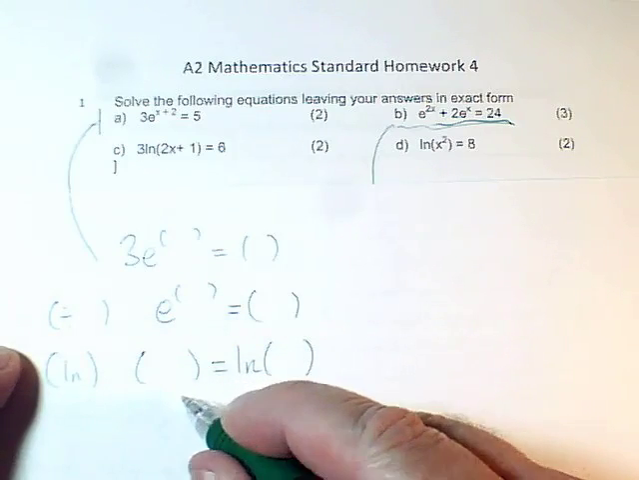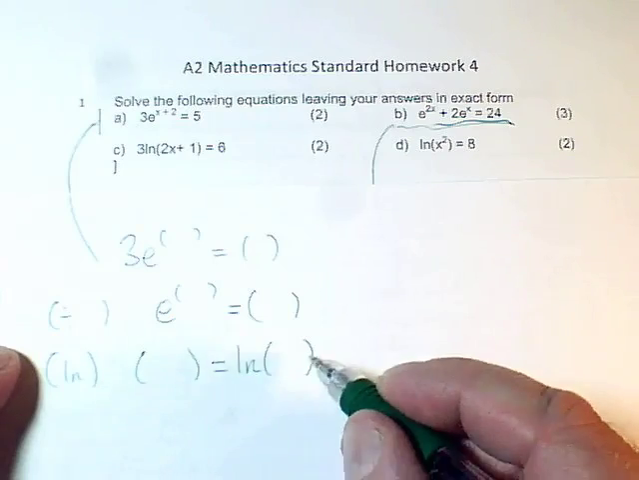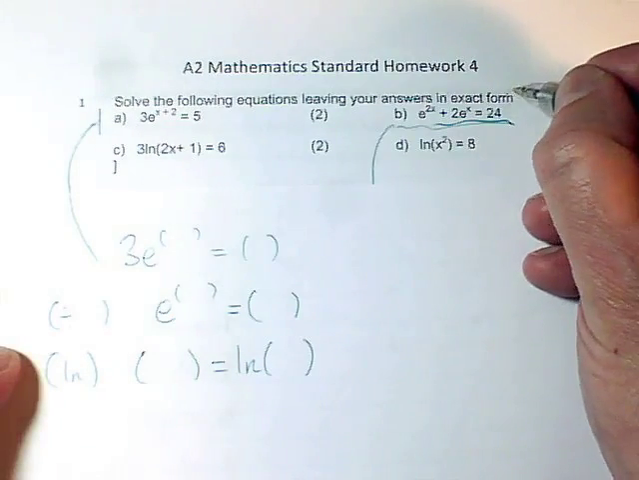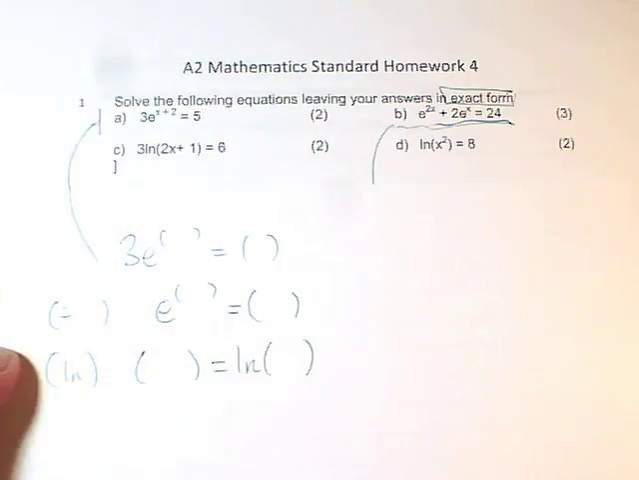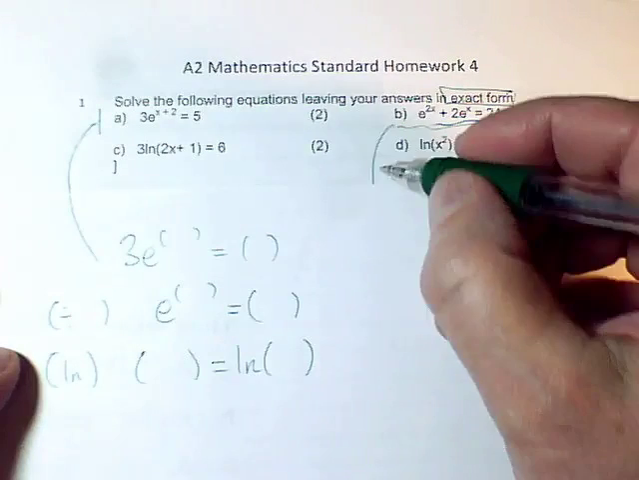This will have an x in it, so I'll still need to do a little bit more rearranging. I can leave this as a log. I've got to leave answers in exact form, so that means they should be left with e's and logs in them. Okay, part B, the interesting one.